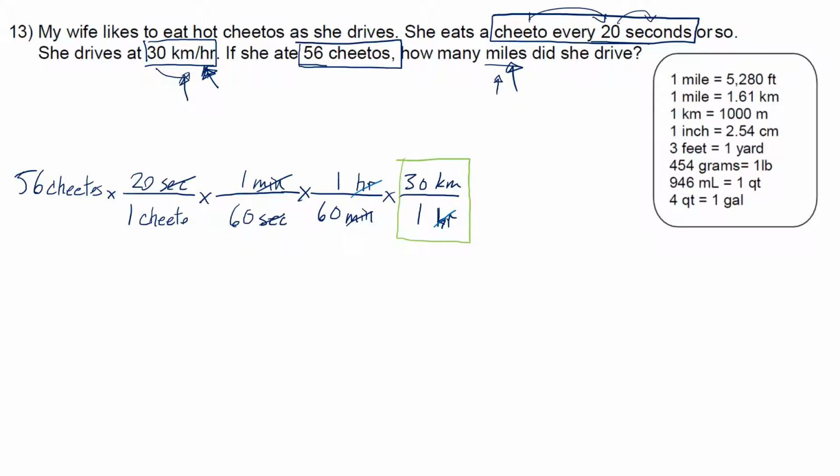So now that I'm in kilometers, let's figure out where we're at. So we're out of Cheetos. We're done with seconds. We're done with minutes. We're now in kilometers, right? The last thing we got to get to is we want miles. So let's get out of kilometers and into miles. And look in here. Oh, here it is. 1 mile is 1.61 kilometers.